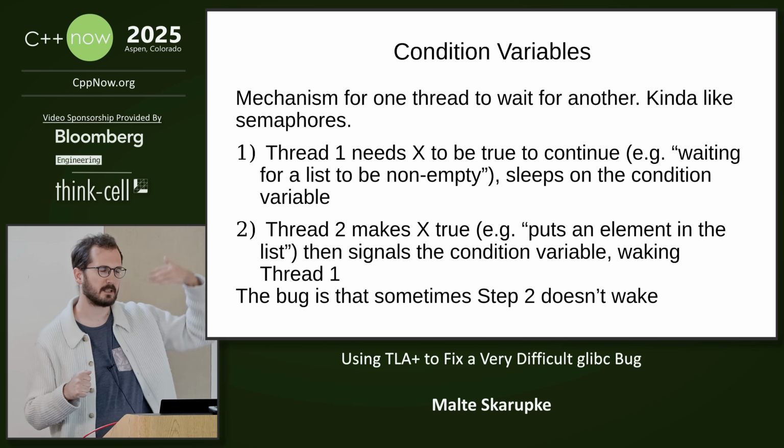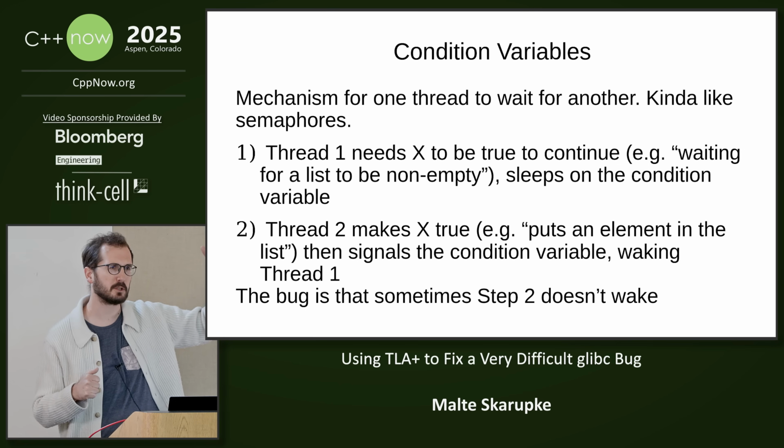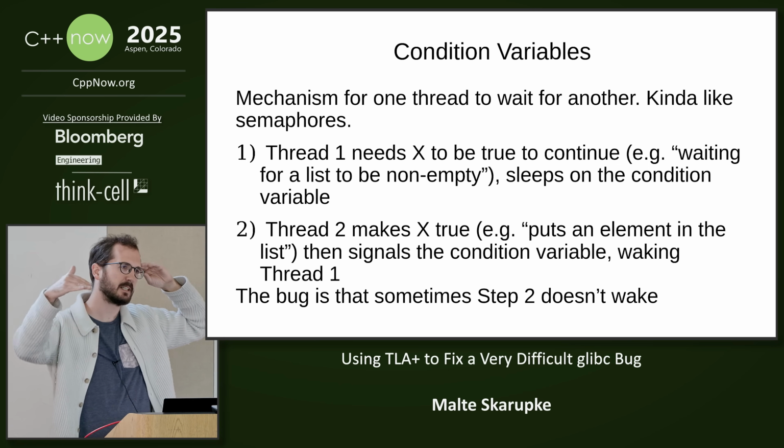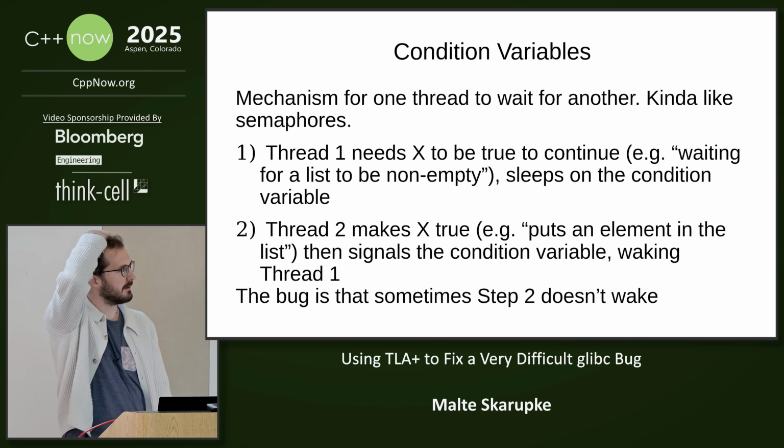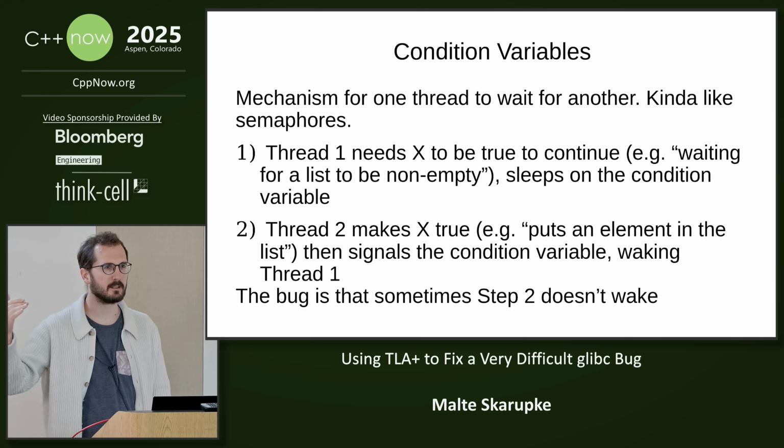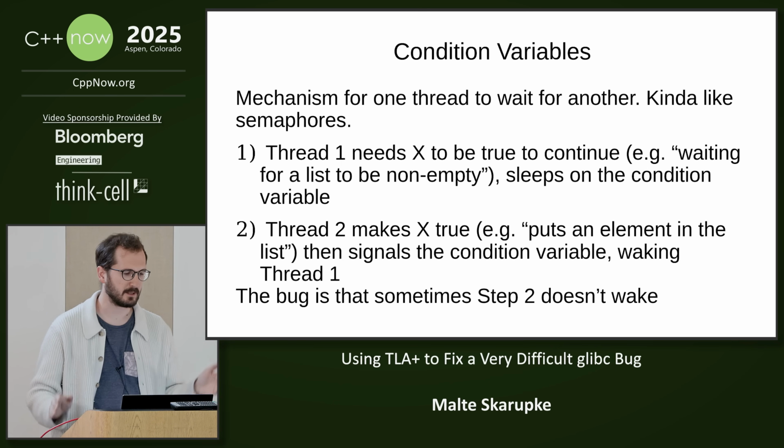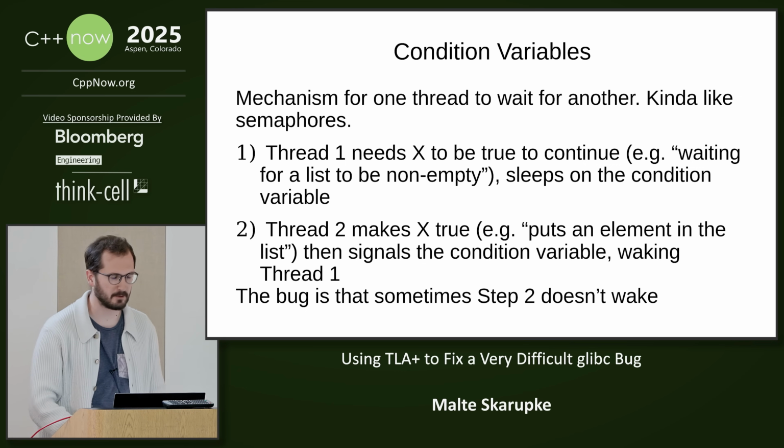So the first thread says, currently the list is empty, I'm going to go to sleep on the condition variable. The second thread puts an item in the list and then wakes up the first thread. And the bug is that sometimes this wake didn't actually happen, which obviously can break your code because you want to continue running in thread one.